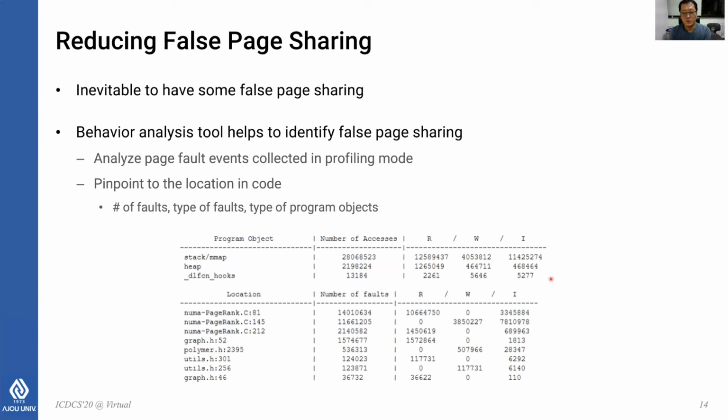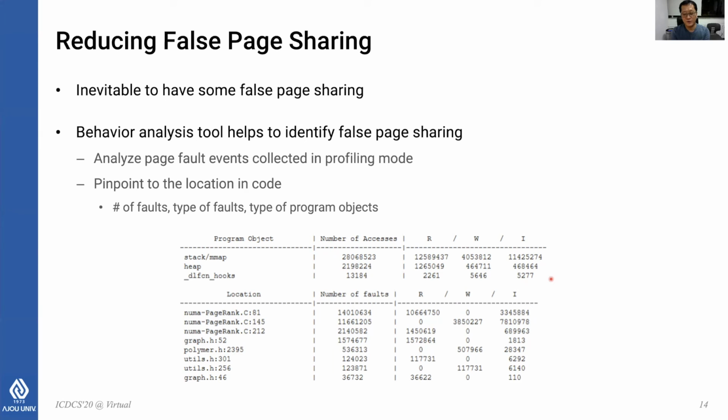The DSM in DEX operates at page granularity. So if some data on a page is referenced by different nodes, it can cause false page sharing and degrade the system performance significantly. To remedy the false page sharing, we made a behavior analysis tool to identify it. We can run DEX in a profile mode and collect page fault events, and the tool analyzes the events and points to the locations that can cause the false page sharing. This process is very simple.